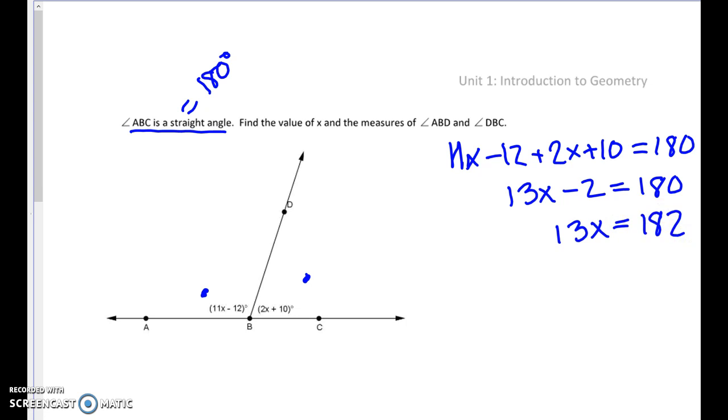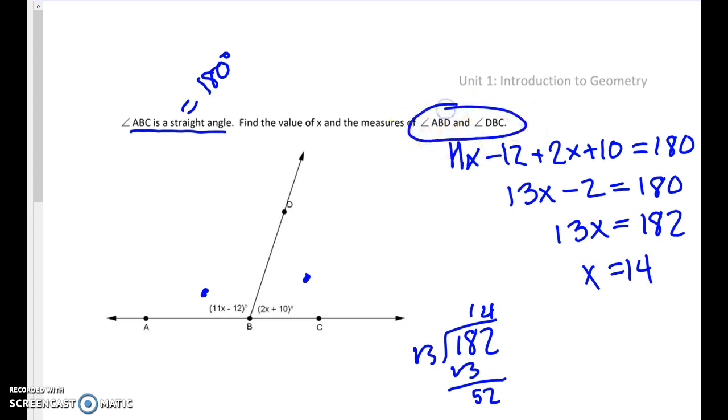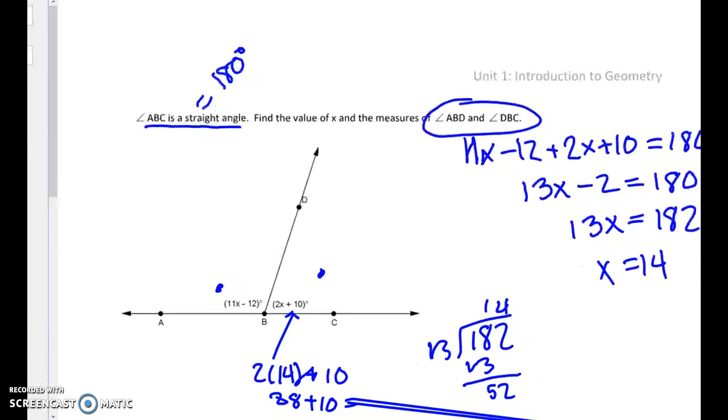I divide both sides by 13, which I don't have memorized in my head, so let's work that out. 13 goes into 18 once. I get 52. 13 goes into 52 4 times, so I get that x is 14. They don't want me to stop there, though. They want me to go ahead and find the angles, ABD and DBC. So I'm going to plug into this one first because it looks a little bit easier. 2 times 14 plus 10 gets me 28 plus 10, or 38.